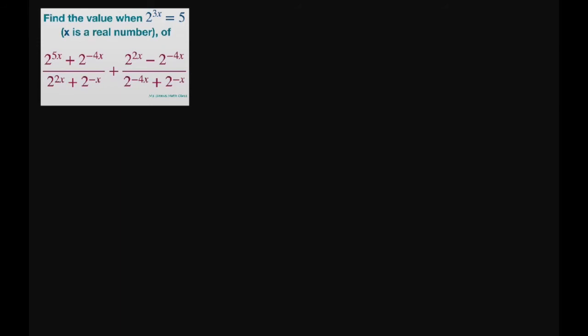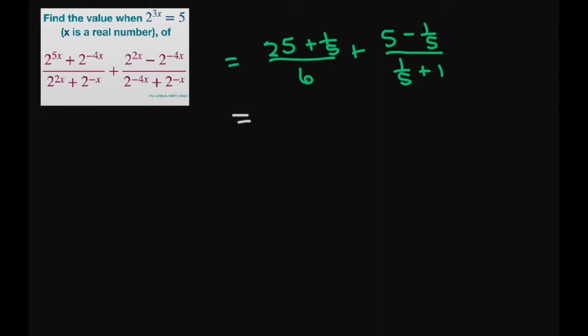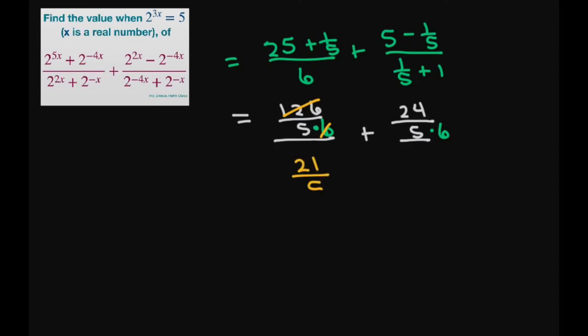This is going to give me 25 plus 1/5, divided by 6. Then we're going to have plus 5 minus 1/5, divided by 1/5 plus 1. This is going to give me 126 divided by 5, divided by 6, plus 24 divided by 5, divided by 6. Now when you have these double fractions, we can just make it divided by 6 right here. It makes it a little easier, unless you're using a calculator. And now 6 goes into 126 21 times, and you have a 5.